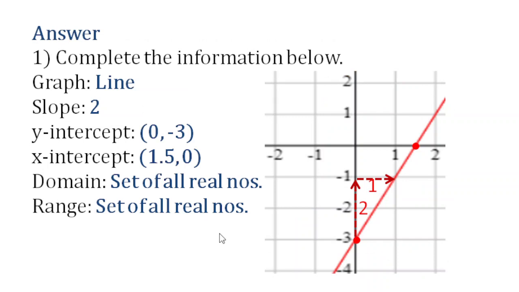For the first graph, so we have the name of the graph is line, the slope is 2, the y-intercept is 0, -3, and the x-intercept is 1.5, 0, domain the set of real numbers, range the set of real numbers.